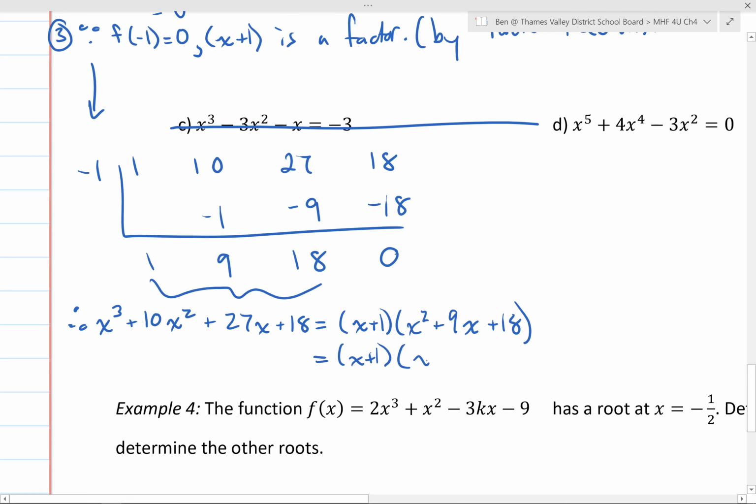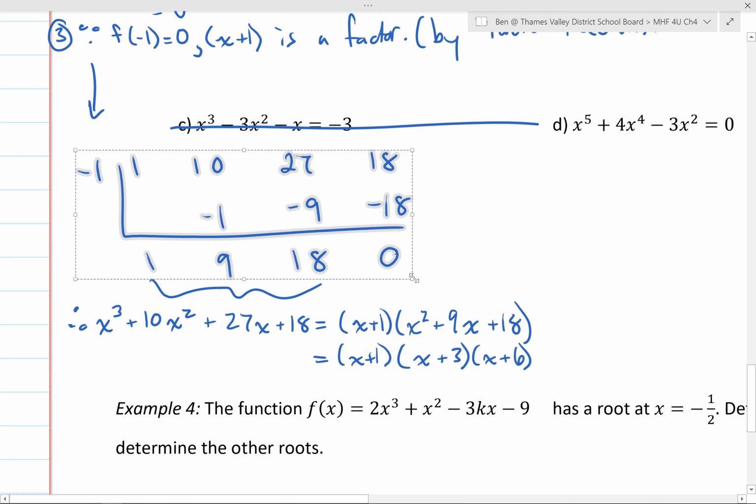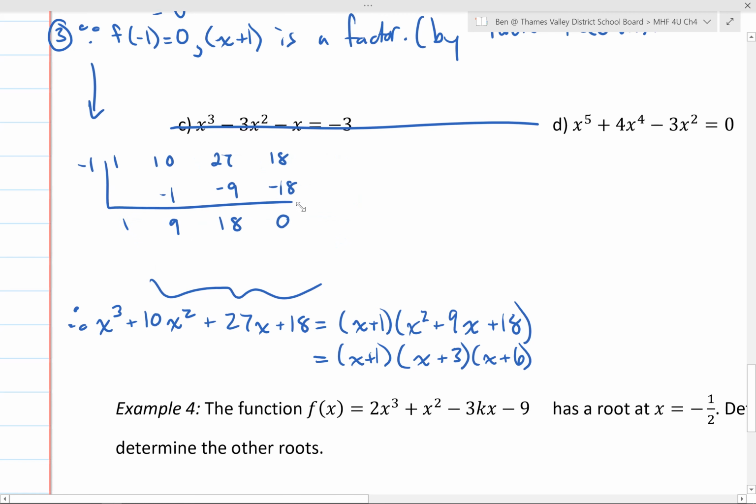So that's x plus 1, x plus 3, x plus 6. Okay, here's my equation factored. Now I need to ask myself, what's the implication of factoring this problem? Let me resize this here. What's the implication of factoring this problem? I'm not finished. It was my goal to find solutions. I haven't found solutions yet.